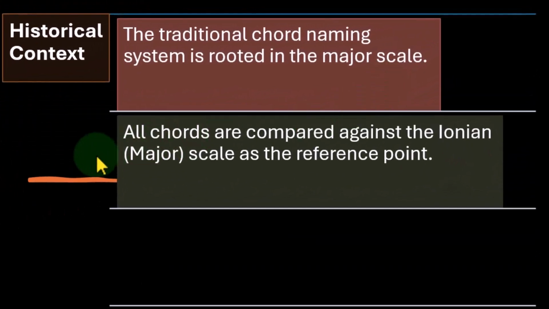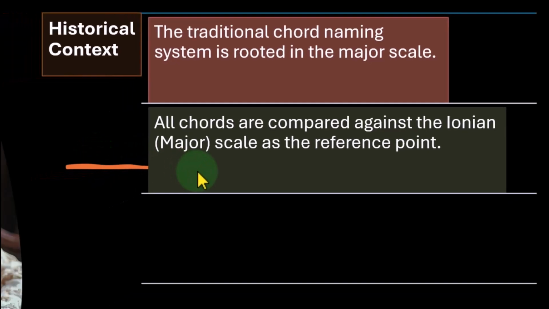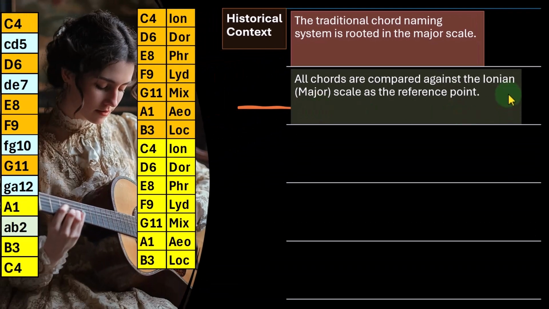So all chords are compared against the Ionian or major scale as a reference point. So again, the Ionian mode was renamed to the major scale because that was the scale, right? It's like the king of scales in that time frame. And then we basically measured all other modes to it.